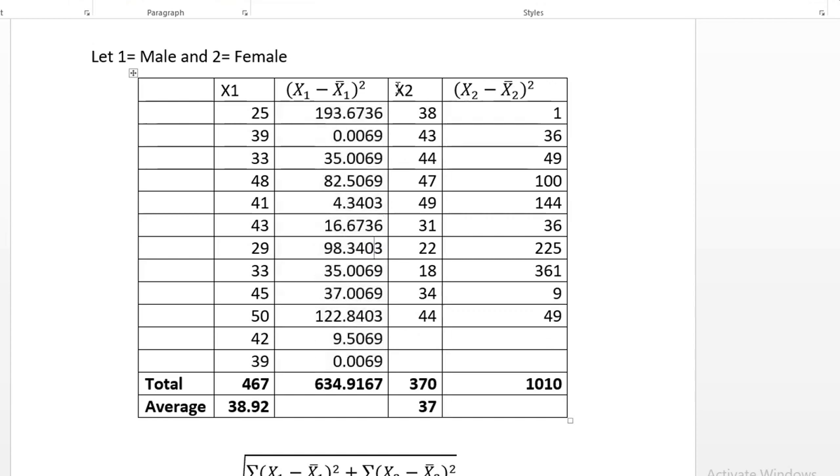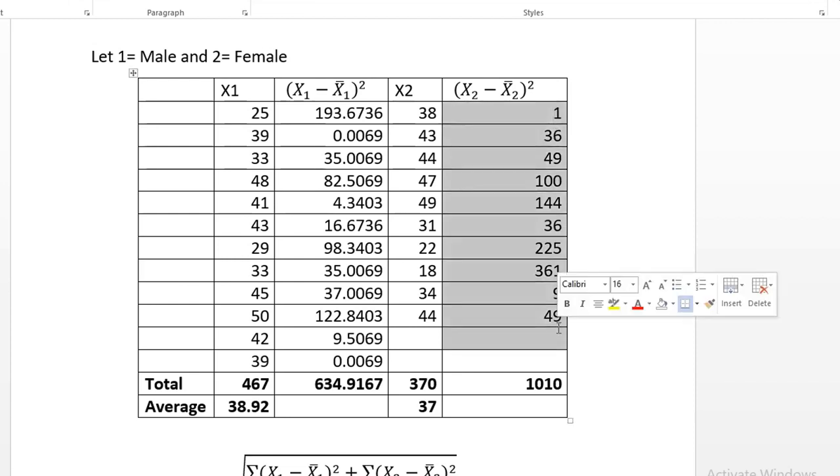Okay, coming to the second sample, that is for the females, and there are 10 observations. What I have to do is just add all these 10 values, that is 370, and divide this sum by 10. It will give us the average of 37. So to calculate square deviations, just do 38 minus 37, that is bar x2 for the female group, and take its square. Then 43 minus 37 and take its square. So all these values give us this column.